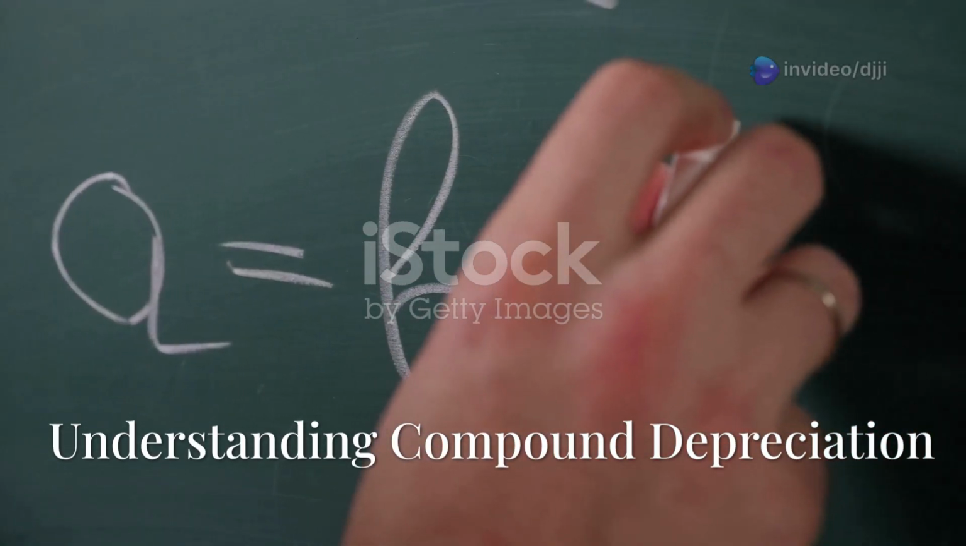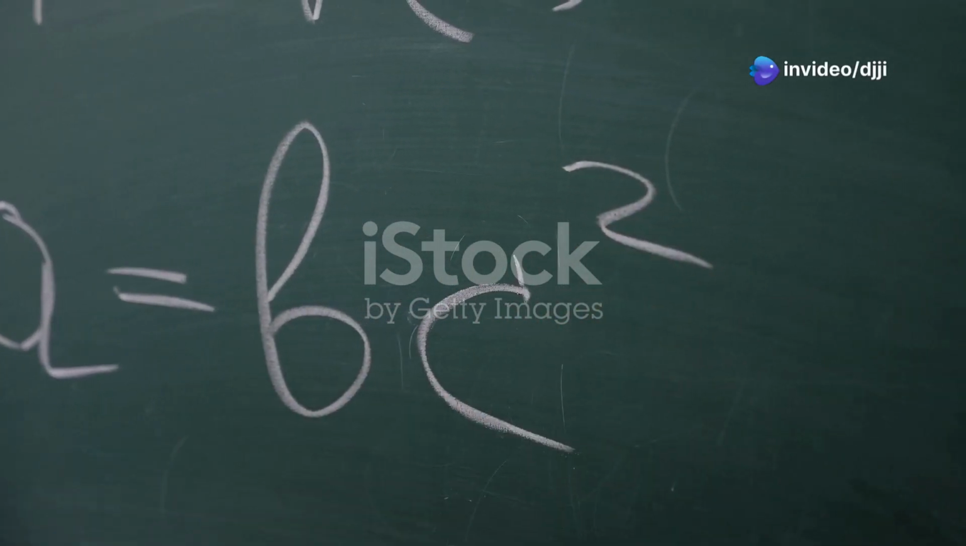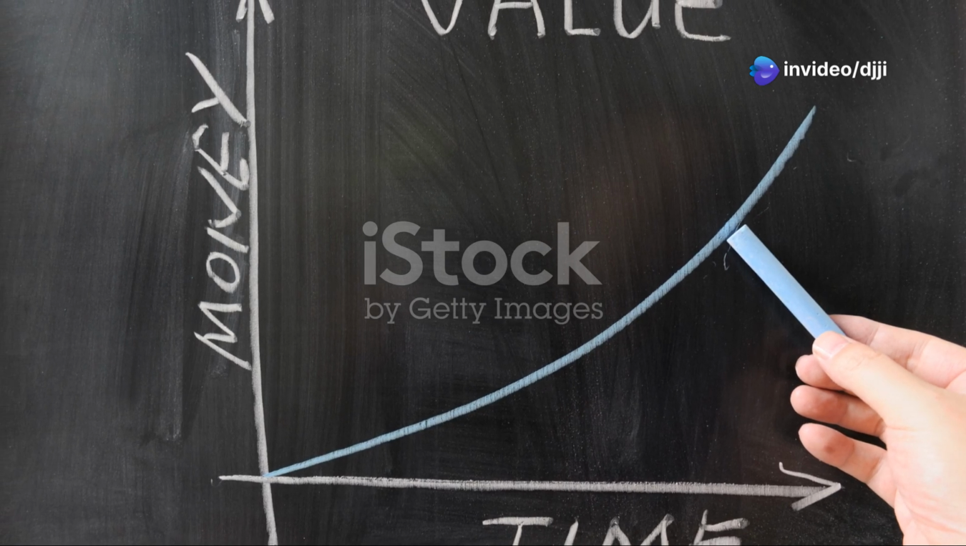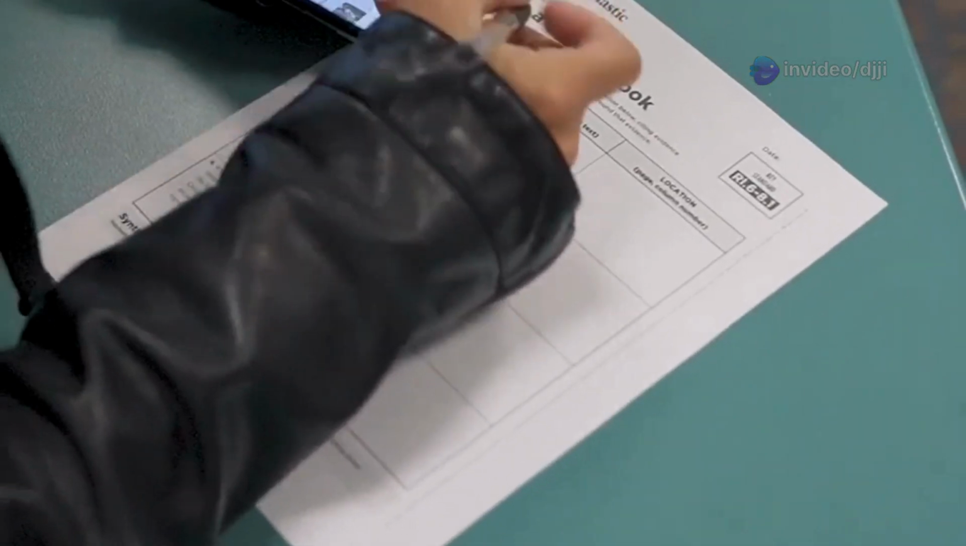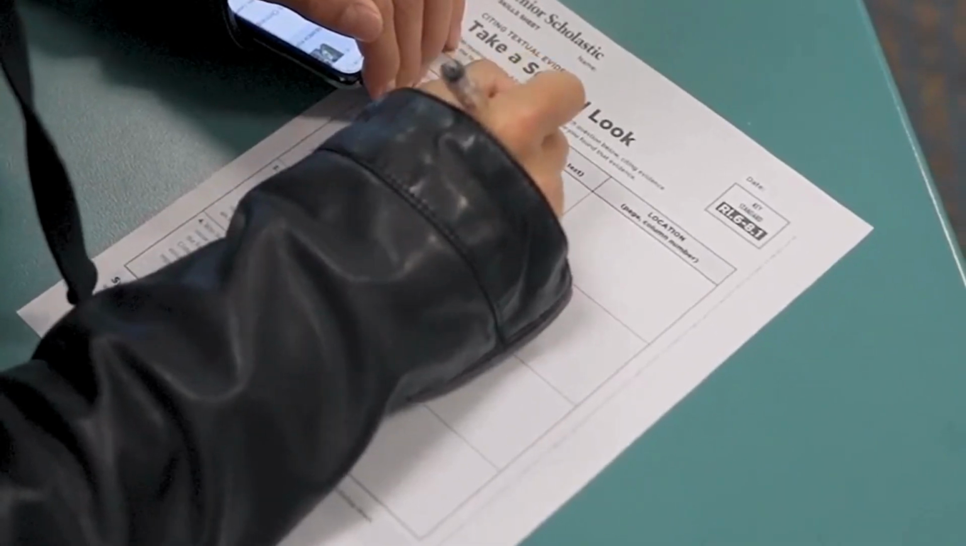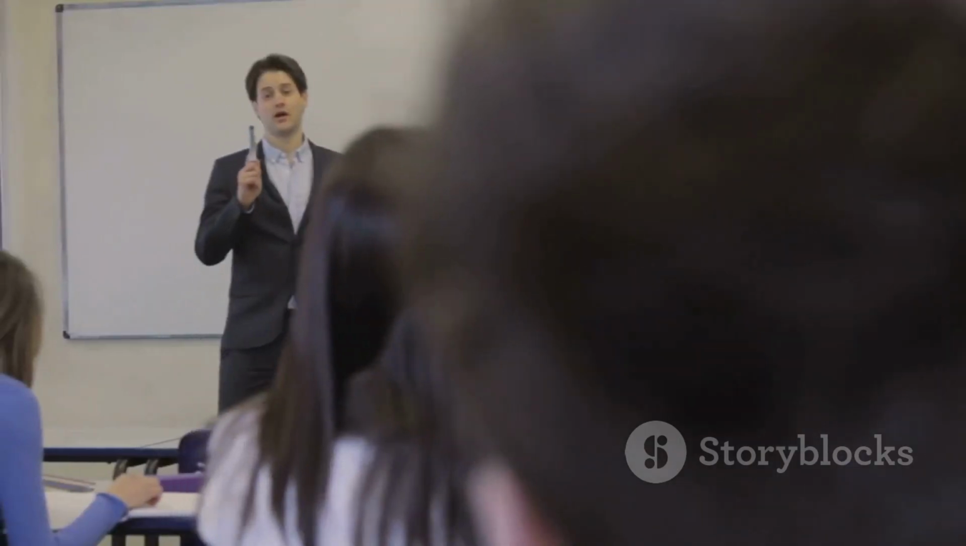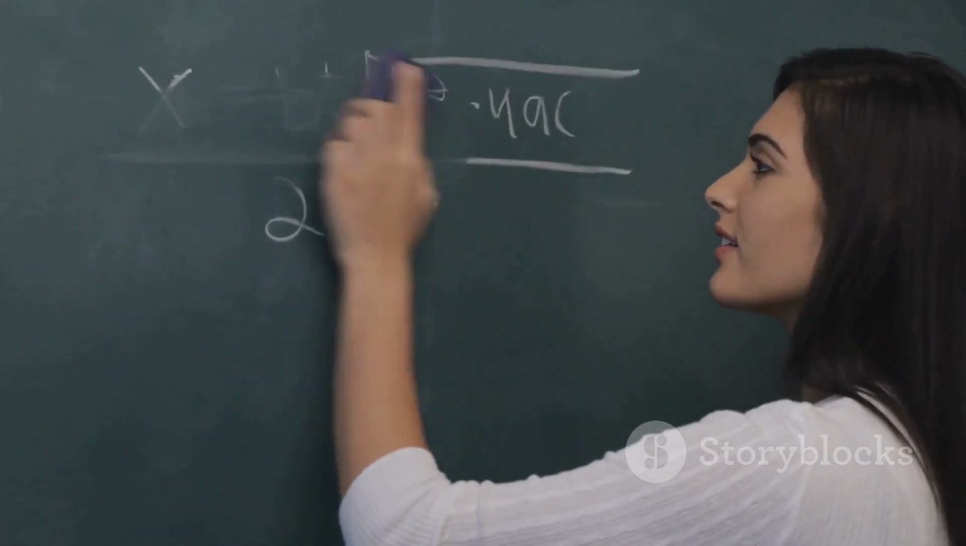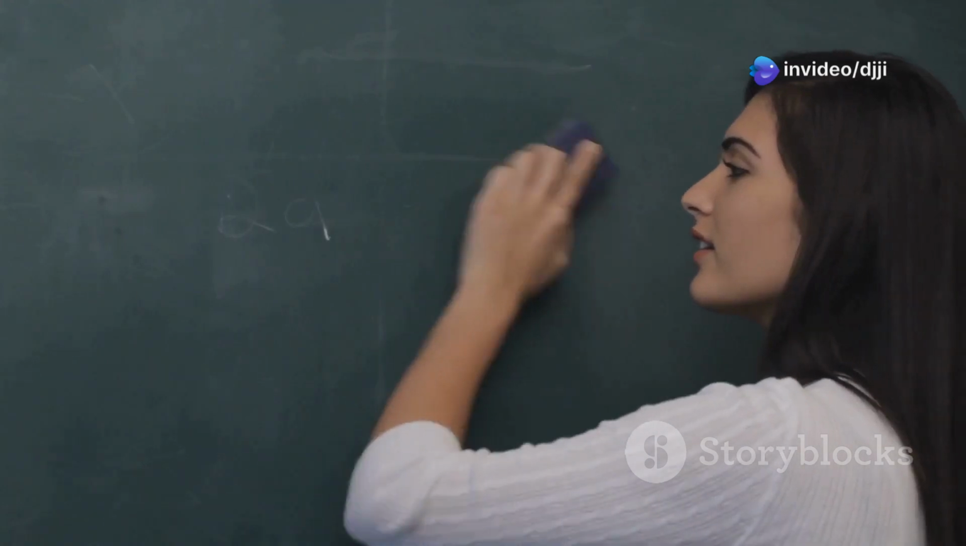Now, compound depreciation is kind of like compound interest, except the value actually goes down over time. The depreciation rate is a percentage that's subtracted from the value each period. So how do you solve this? Well, let me explain the concept of compound depreciation and give you the formula.